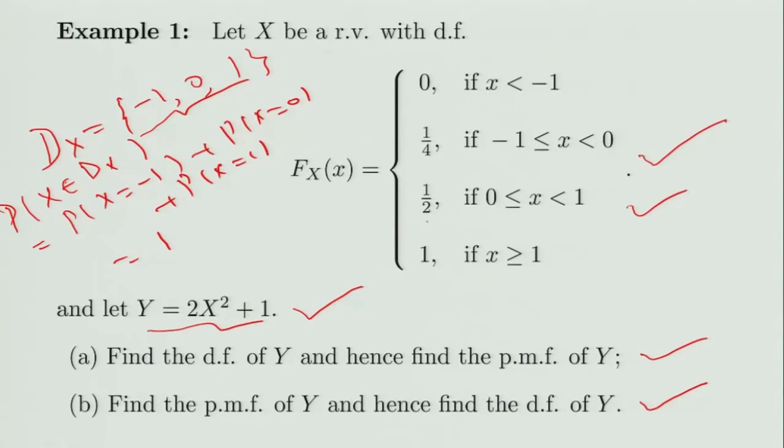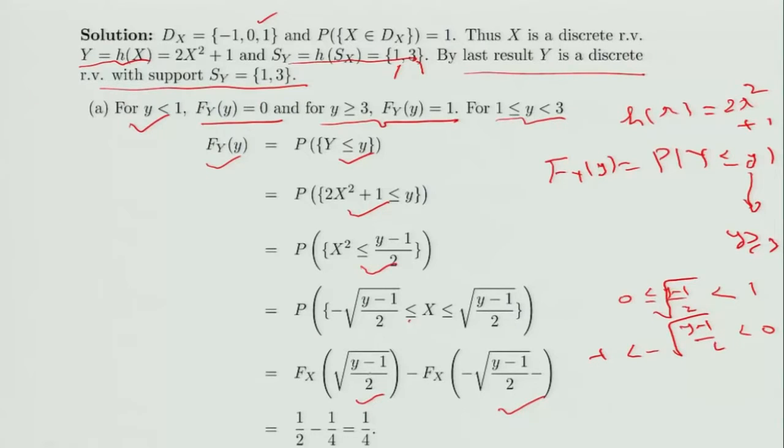Argument between 0 and 1, this is half. When argument is between minus 1 to 0, the value is 1 by 4. So 1 by 2 minus 1 by 4 is 1 by 4. So I have found out the distribution function at all possible ranges.